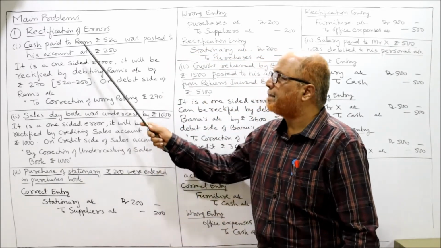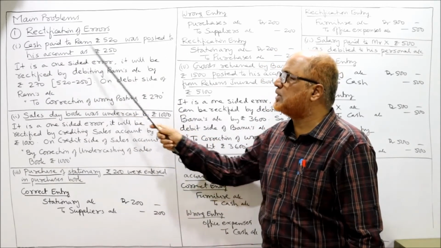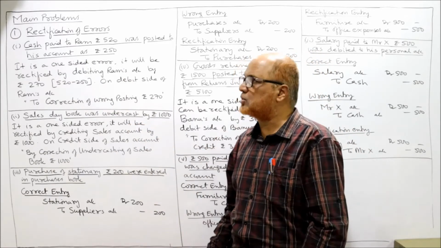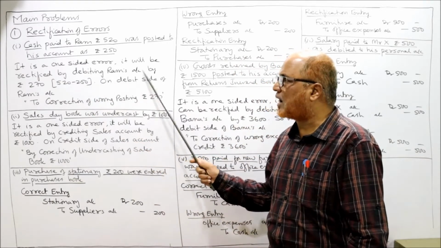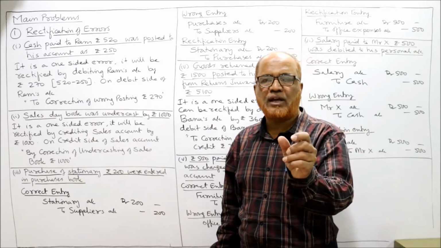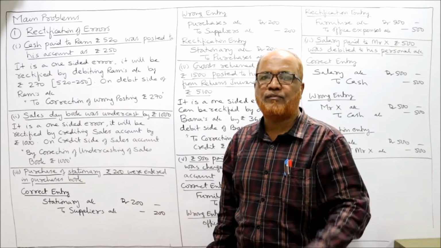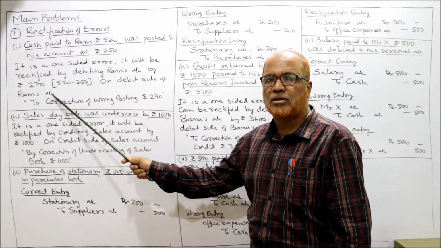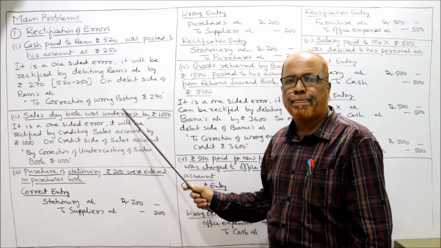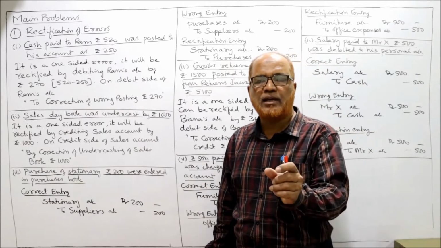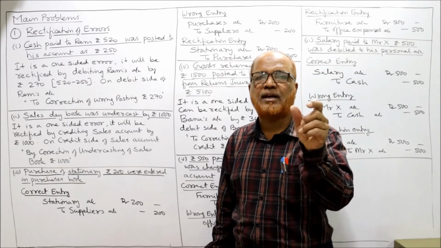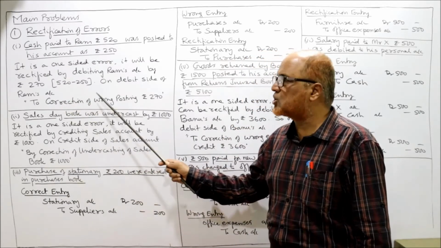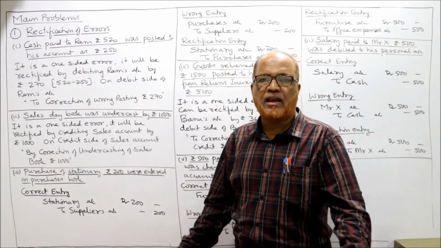How will the solution be? Cash paid to Ram 520 was posted to his account as 250. It is a one-sided error, because the error affects only one account, Ram's account. It will be rectified by debiting Ram's account by rupees 270. Because instead of 520, we have debited 250, so a further 270 rupees we have to debit to Ram's account. On the debit side of Ram's account you should write: to correction of wrong posting. Actually the posting should be 520, but by mistake we have taken 250. Now a further 270 rupees we have to debit. So on the debit side of Ram's account you should write: to correction of wrong posting 270. That's all. The error will be rectified.